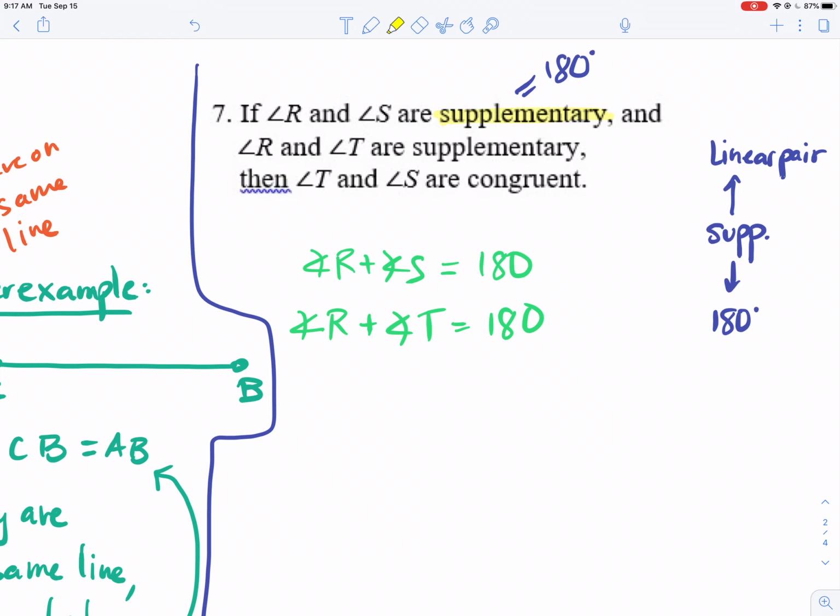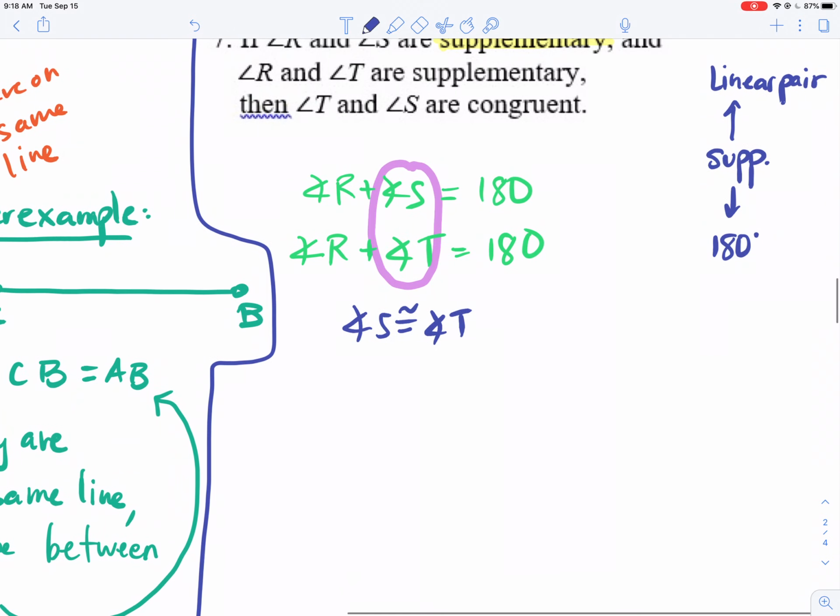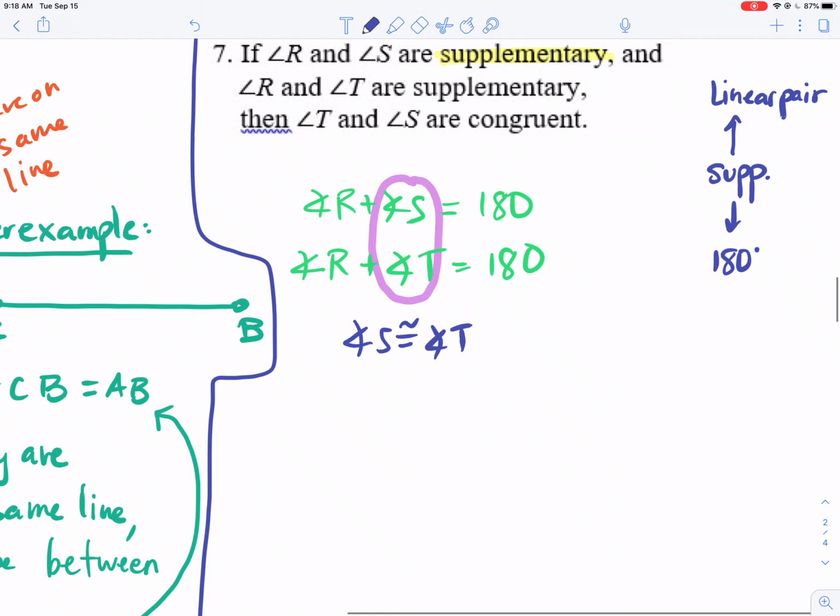If we see right here, okay, if I were to go through and substitute and solve, I could see that angle S is going to be congruent to angle T. And if you're not sure, you could also pick a number for angle R. So let's try that, okay? So maybe we say they're supplementary. That does not necessarily mean that they are a linear pair, though. So say I have angle R right here.